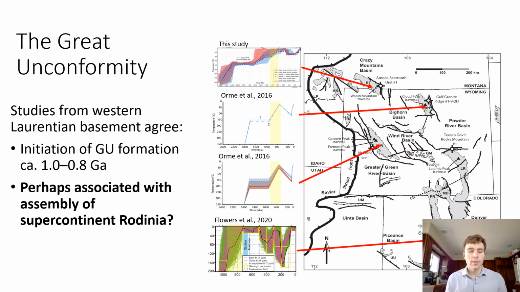Additionally, our results allow us to affect potential timing of the formation of the Great Unconformity, a surface across which more than 2 billion years of geologic time is missing from the stratigraphic record in the Beartooth range. There have been several studies now from Western Laurentia looking into this, and they all agree pretty well on initiation of pre-Great Unconformity erosion around 1 to 0.8 billion years ago. This could have perhaps been associated with the assembly of supercontinent Rodinia.